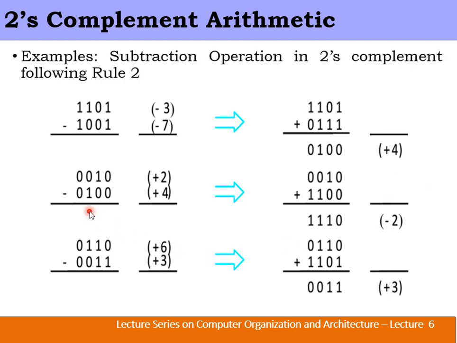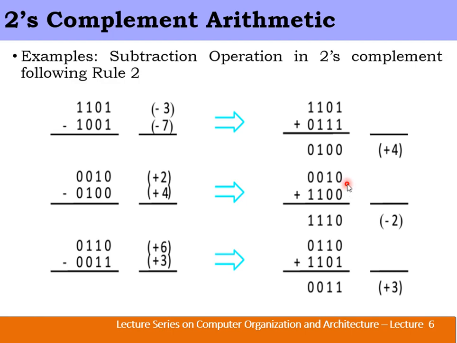Similarly, the second example is to perform subtraction for plus 2 and plus 4. Plus 2 is denoted as 0010 and plus 4 is denoted as 0100. Now take the 2's complement of the subtrahend, the second operand y. Taking a 2's complement means inverting all the bits and adding 1 for that second operand. After performing that operation we got the result as 1100.